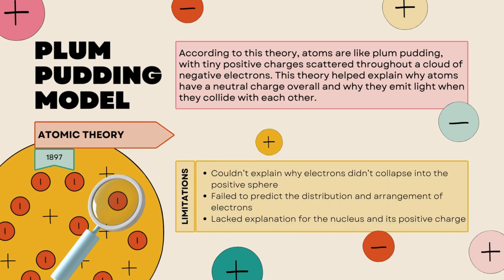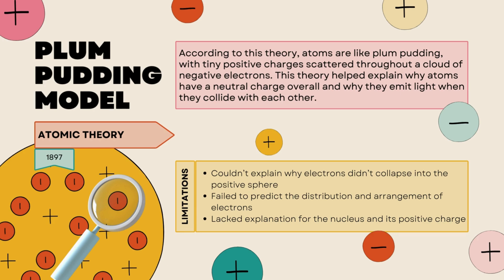This structure also has some limitations. This model couldn't explain why electrons didn't collapse into the positive charge, when he said that the positive and negative charges are present together, and why there is no collapse of the positive and negative charges. This model also failed to predict the distribution and arrangement of electrons. When protons and electrons are present in the same structure, how are they distributed and how are they arranged in the nucleus? This model couldn't explain this.